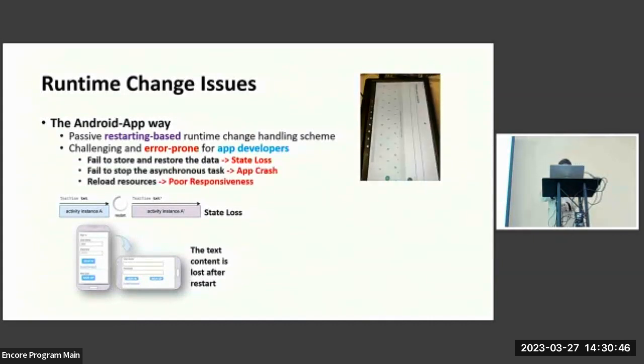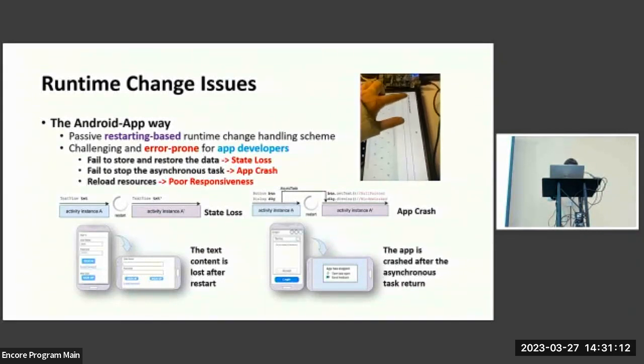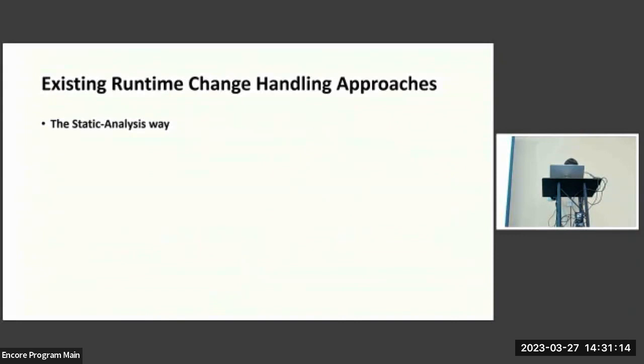What's worse, if the app developers fail to stop the asynchronous task which runs in parallel with the current activity thread, when the asynchronous task returns and tries to update the views that have already been released, it will cause app crashes. And this is more severe than the previous scenario.